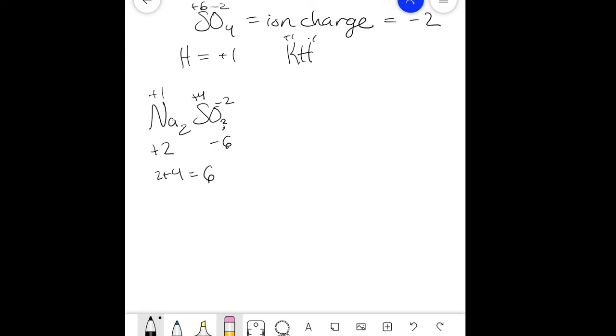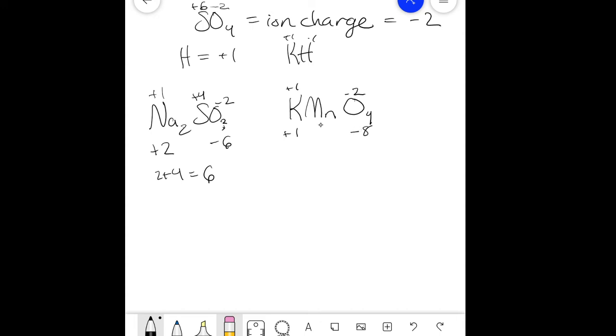So a lot of these, if you think about it like a math equation, maybe that could help, and you have a variable you need to solve for. If we do another example, potassium, manganese, and oxygen. So remember, potassium's always going to be +1. It's in that alkali metals. Oxygen is going to be -2 always. So we have 1 and we have -8.